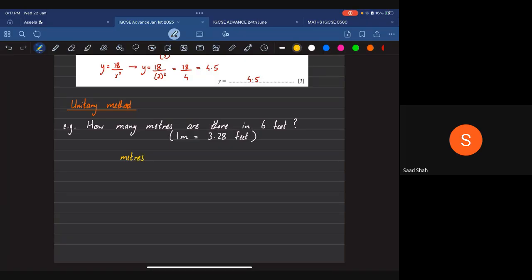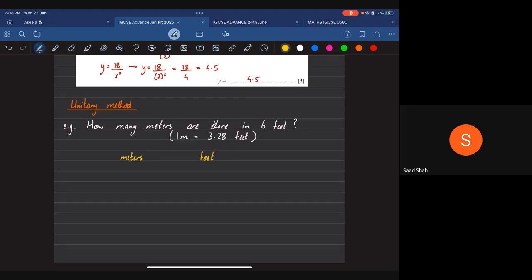Why am I writing the wrong spellings of meters though? Yeah, I think these are the right spellings of meters. I don't know. So meters, and you write them with feet.